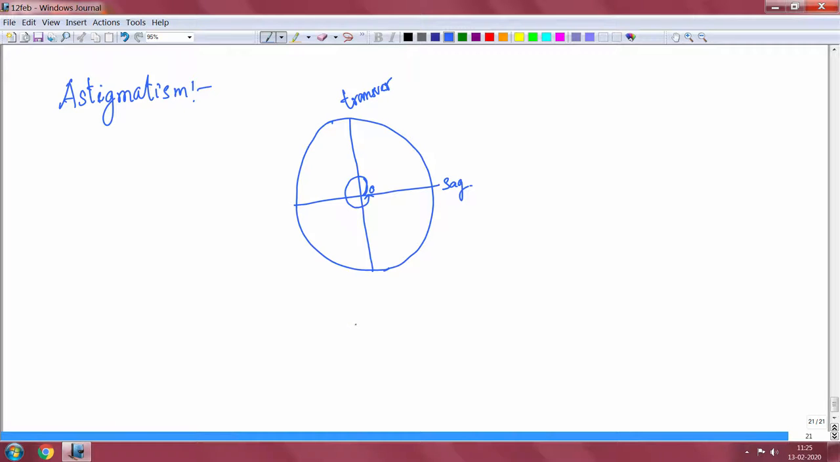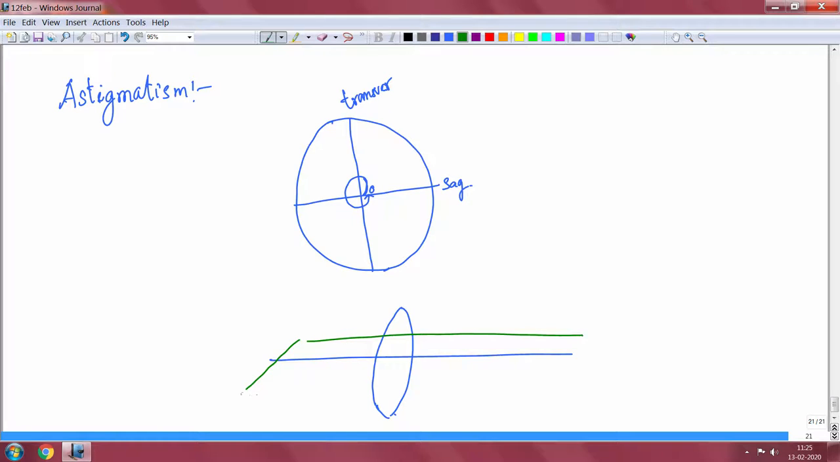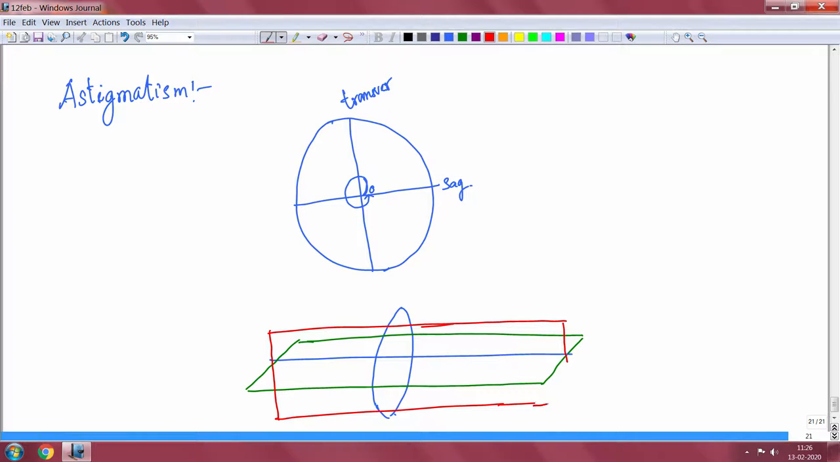the light that is getting focused by the lens behaves differently in the two planes. So, let us draw it out. I am going to flip the lens now, and draw two planes. A plane in green along what I call the sagittal axis, and another plane. The green is the sagittal plane.